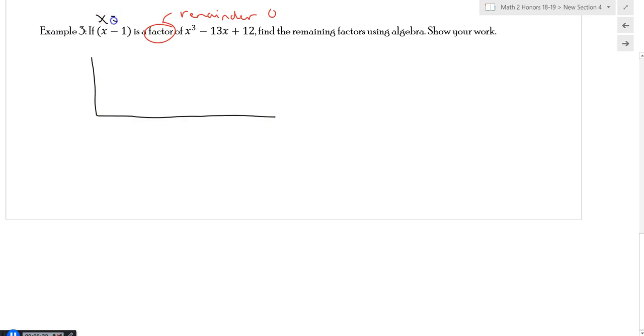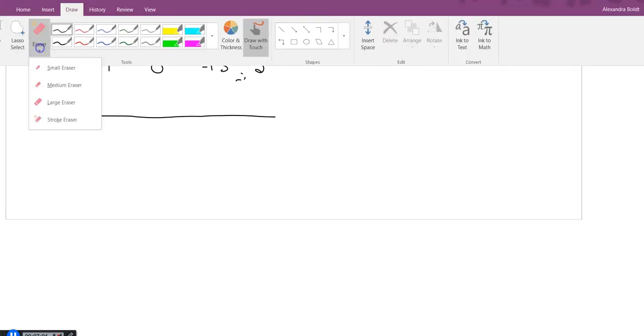So this is really x equals 1, right? If you have x minus 1. So then I have x cubed plus, there's no x squareds. Again, make sure you're always paying attention to if you're missing anything. So 1, 0, negative 13, and 2.